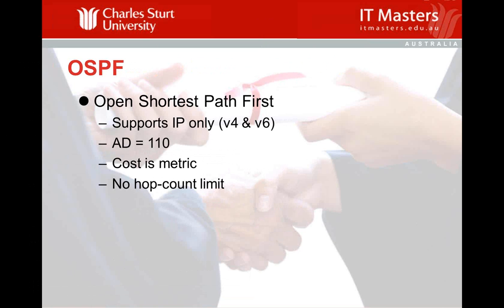The metric is the cost. I'm going to go right there in a minute. So it doesn't use a hop count, it uses a cost, which is generally based on the speed of links. And there is no hop count limit, so it can go as far as we want.